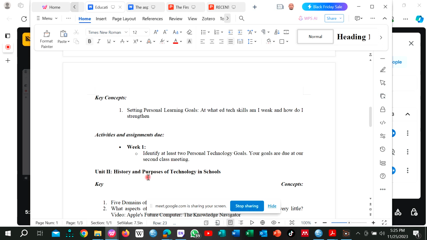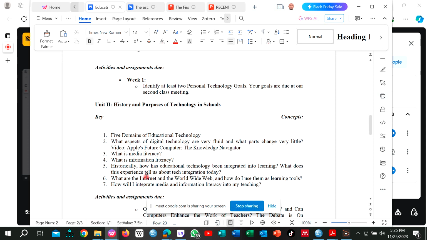Now, unit two, we are going to do the history of education technology, and the purposes of education technology. So we are going to do many things about the domains of education technology. We must understand what education technology is all about, the aspects of... I think somebody wants to come in.